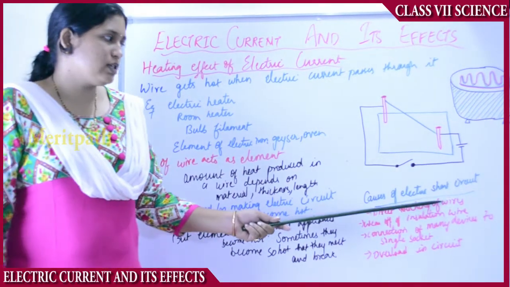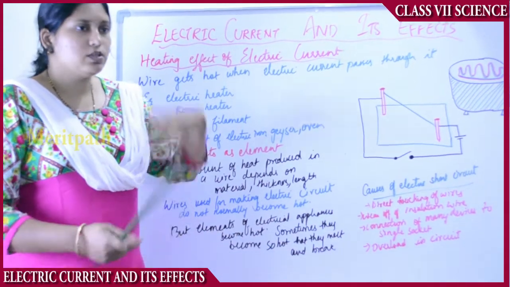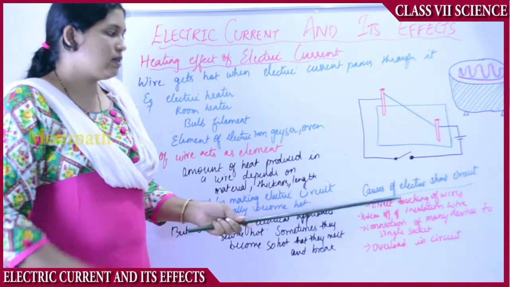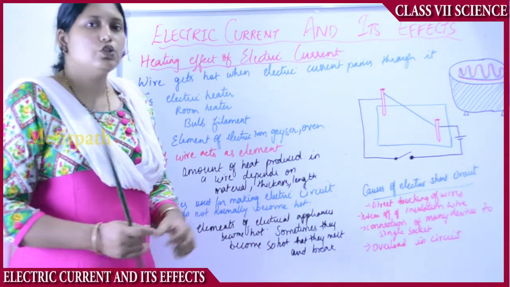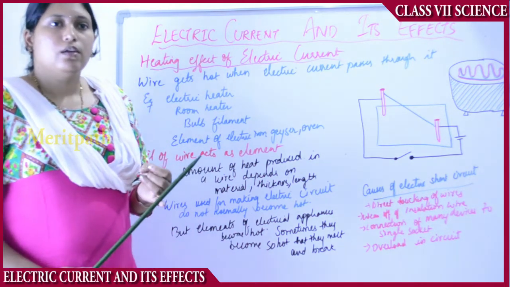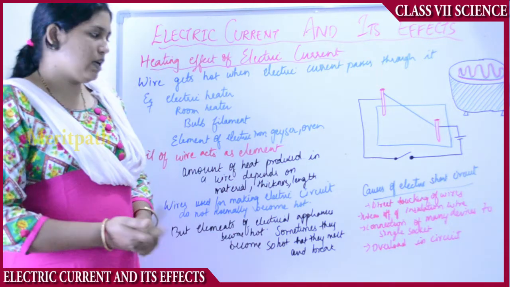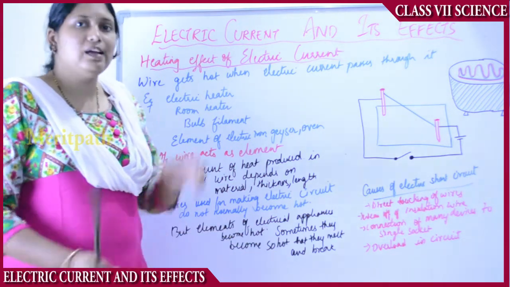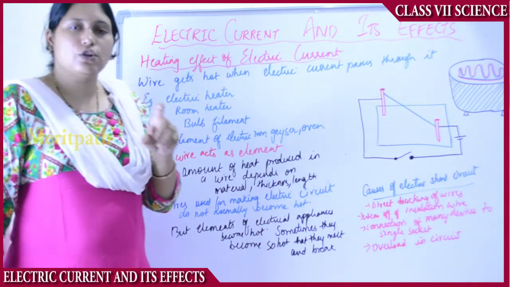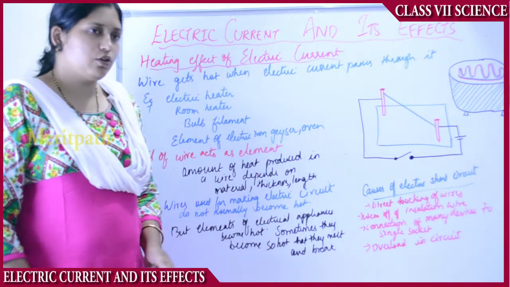Then what are the causes of this electric short circuit? Direct touching of the wires. If the wires are not separate and they are directly touching each other, a short circuit may happen. Or if the insulation of the wire has worn off or torn, then also short circuits happen. Then if many devices are connected in one socket, if you have given overload, in that case also a short circuit may happen.